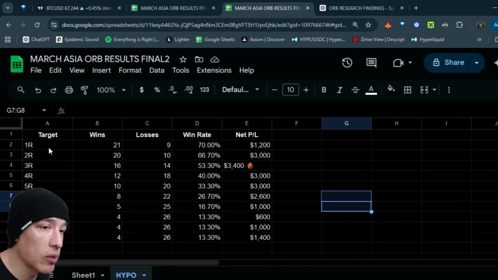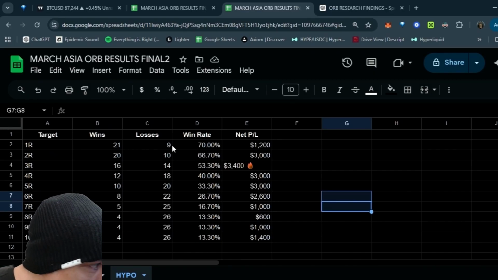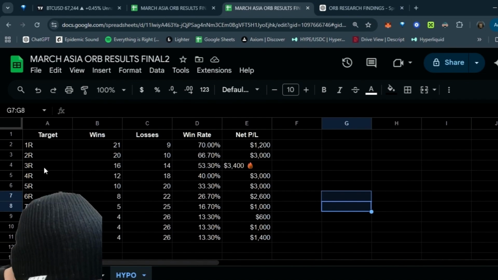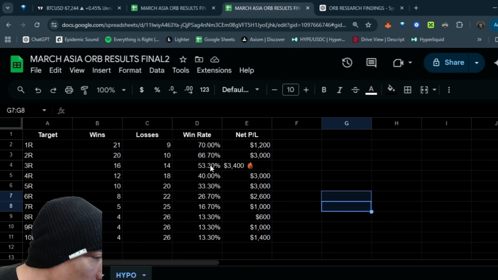So if we look at the data, we'll see that 1R won 21 times and then lost the rest. So $1,200 is what I would have made at a 70% win rate. If you go to 2R, you see it would have won 20 times and would have come back to hit my stop loss 10 times, 60% win rate, $3,000. But 3R seems to be the winner at 16 wins and 14 losses at 53%. So this proves that win rate doesn't mean shit. You would have won a total of about $3,400.